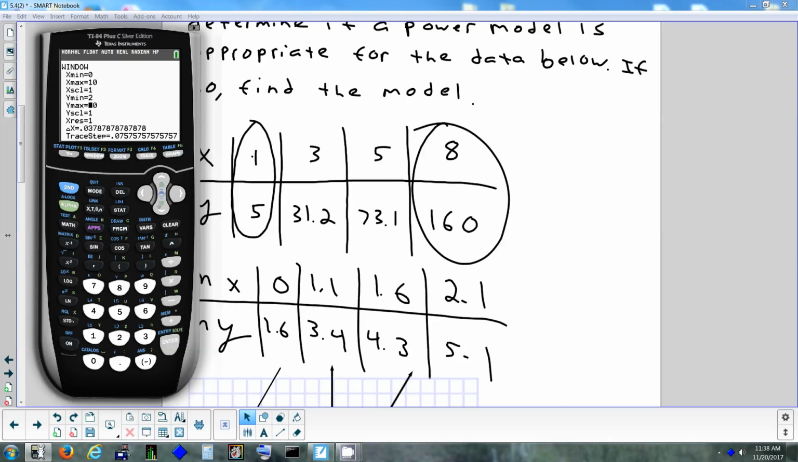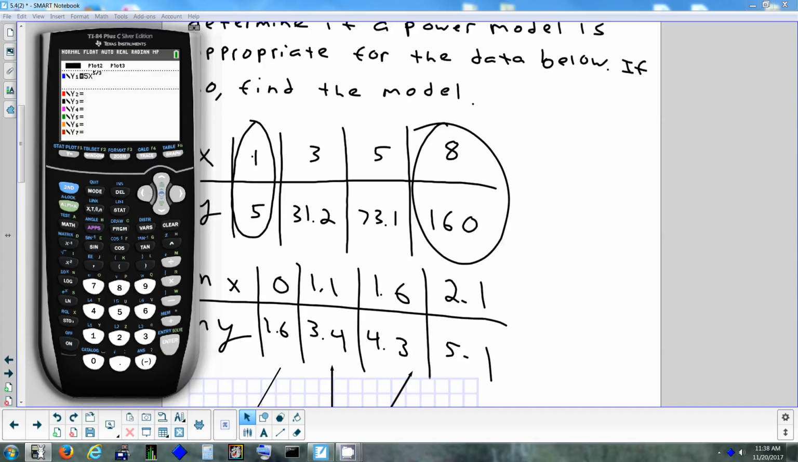And then y max. What would be a good number for y max? Yeah, 180. I just wouldn't do it right on the edge, don't do 160, then your point's going to be on the edge of the screen. All right, let's hit graph. And right now, you're only going to see the line because I didn't turn on the points. So to turn on the points, go to y equals, go to plot 1, and hit enter.